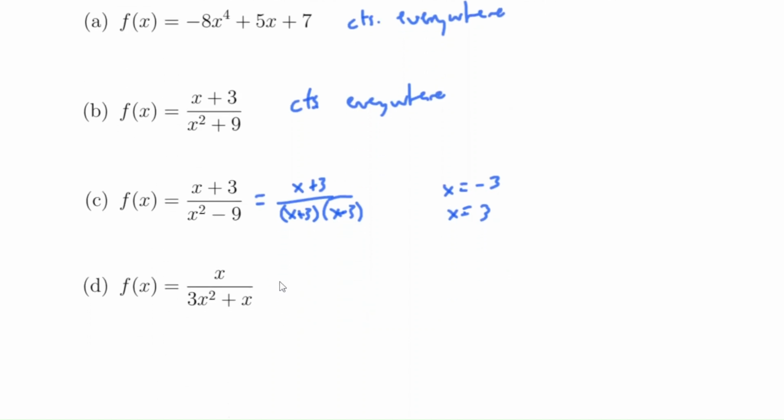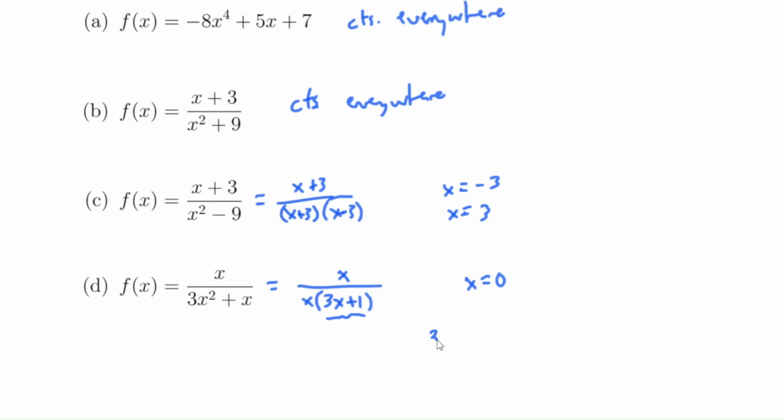Okay, what about the last one here? We have x over 3x squared plus x. Well, again, we can factor the denominator. We can pull out an x from both of those two terms and write this as x times 3x plus 1. Okay, at what values is this discontinuous? Well, notice x equals 0 will make this 0, so certainly x equals 0. Now, what's the value of x that makes that 0? It's not just x plus something or x minus something.